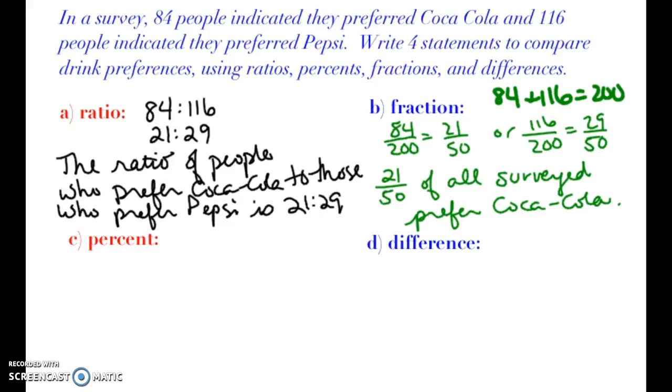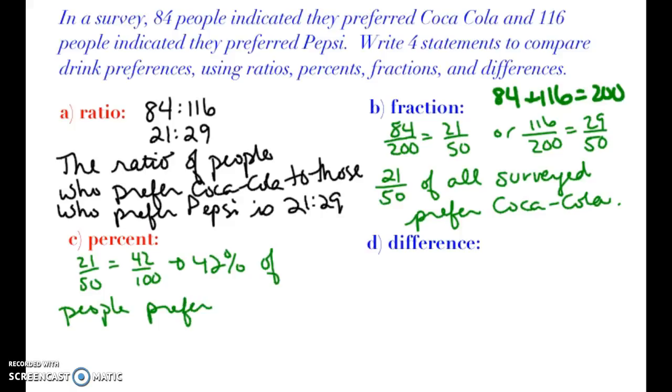Okay, so for percent, I might do again what I've already figured out, so like 21/50ths. If I scale that up to 42 out of 100, I know that 42% of people prefer Coca-Cola. I could say 42% of people surveyed prefer Coca-Cola. You could also have written 58% of people surveyed prefer Pepsi. That would be good as well.